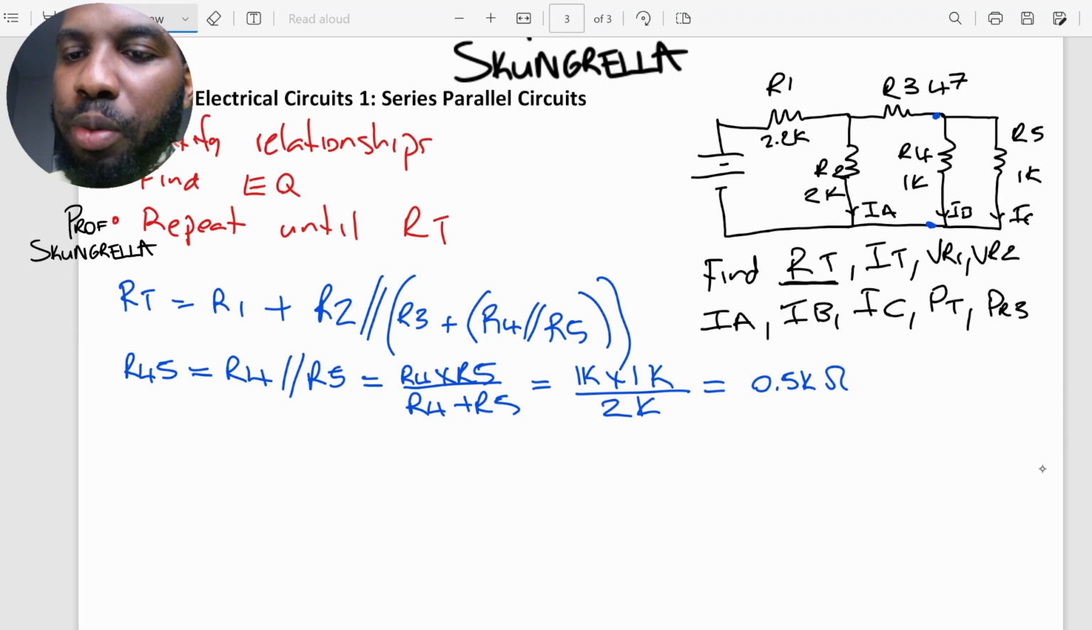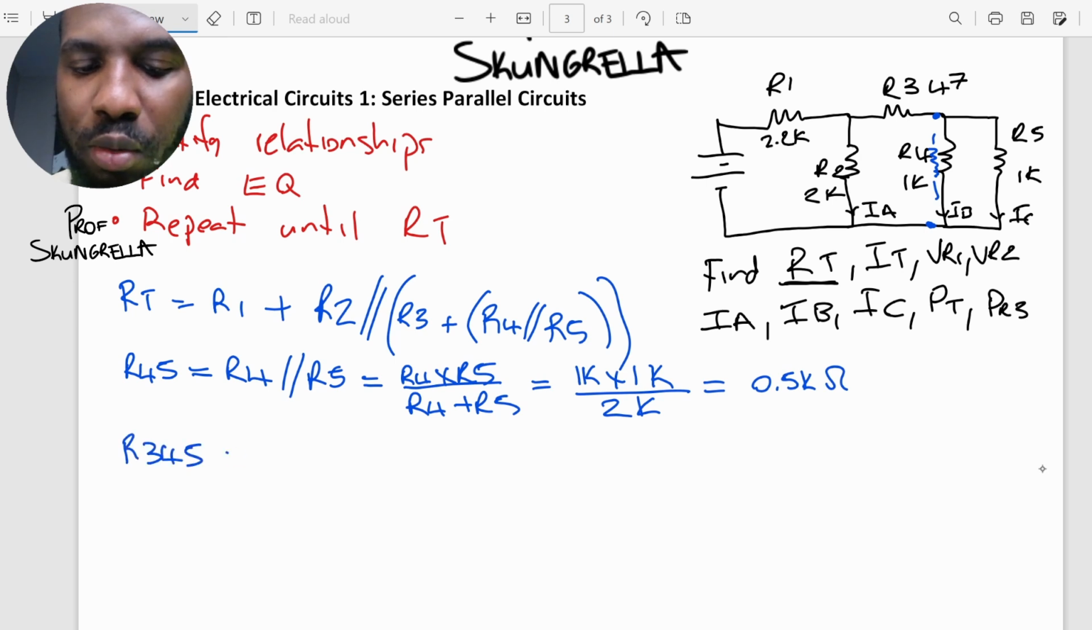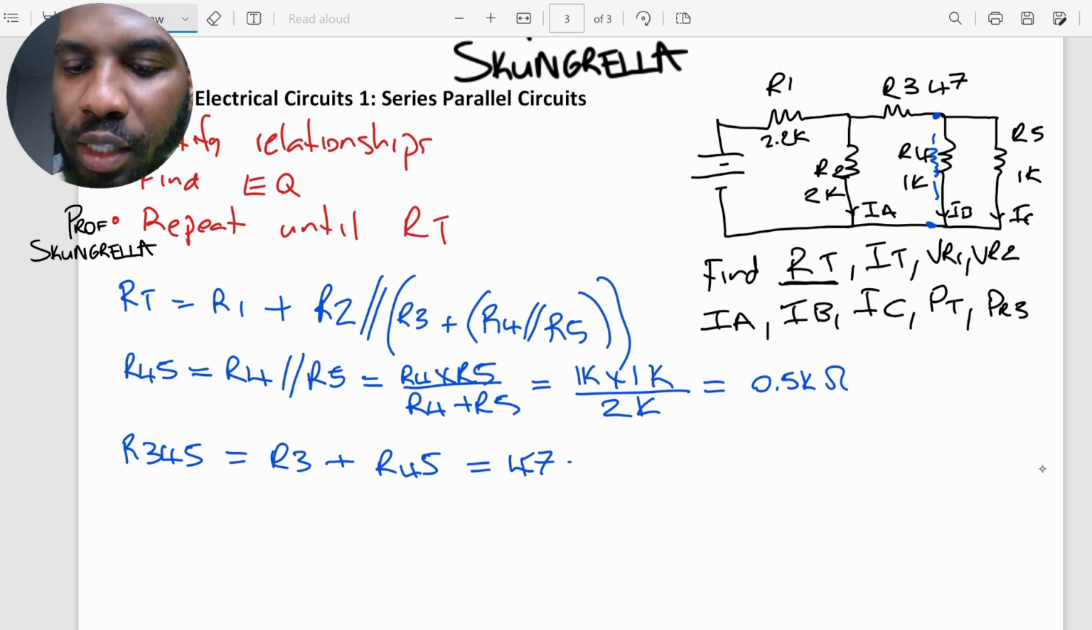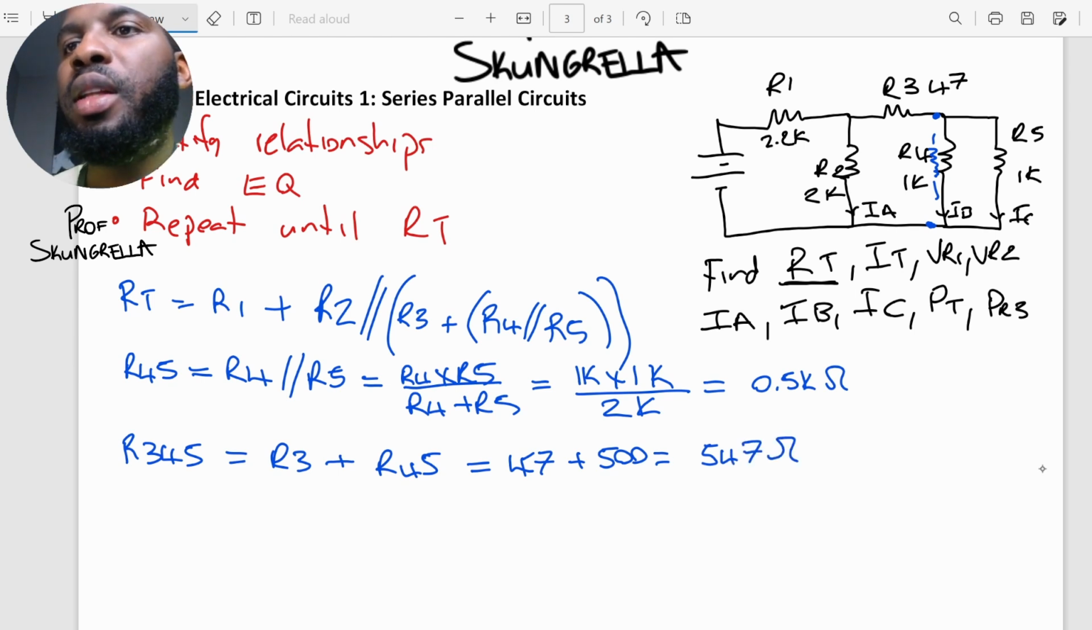Now, these two resistors, we replace them with one, and now this is being seen as in series. So again, if you replace all of this here with one resistor, we call that resistor R45. Now this resistor will be in series with R3. So if you want to find R345, R345 is going to be equal to R3 plus R45, which gives us 47 ohms plus 500, which is 547 ohms.